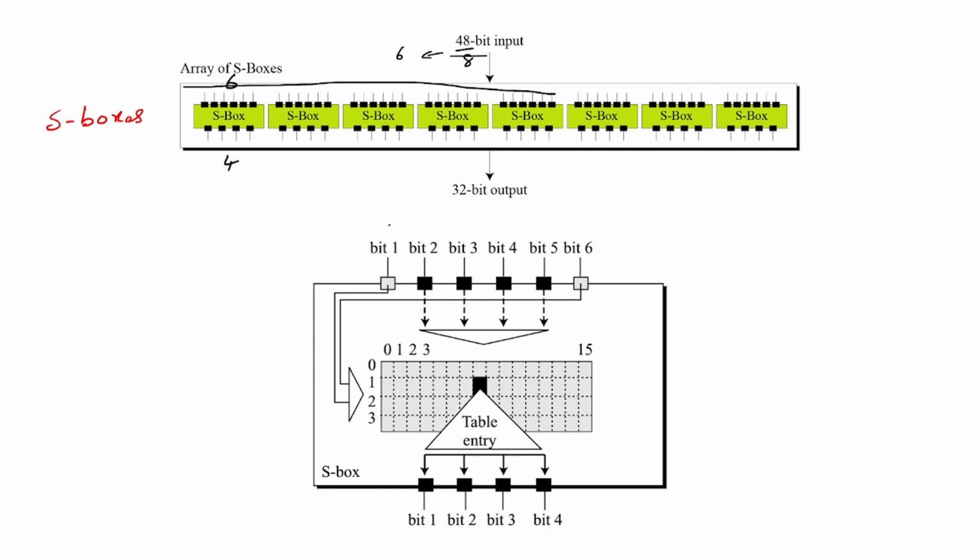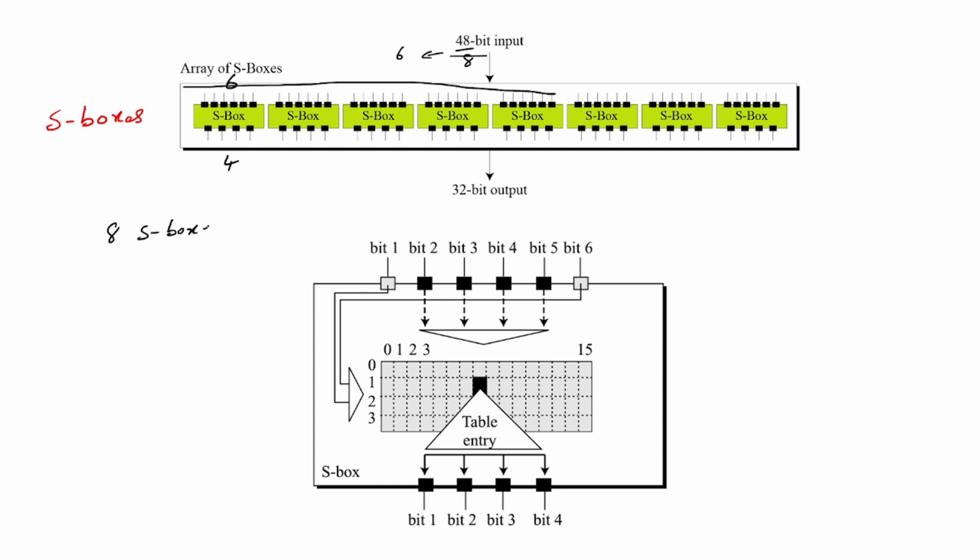So this is the internal structure of each S box. Here the first bit and sixth bit represent the row number, and the second through fifth bits represent the column number. So total 4 rows and 16 columns are there in each S box, and total 8 S boxes are there.